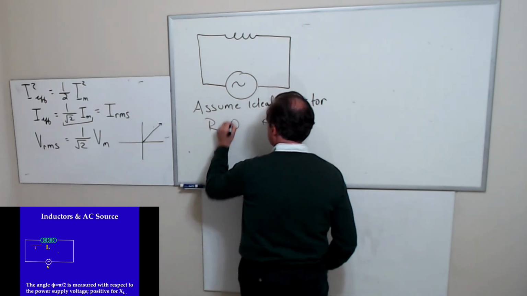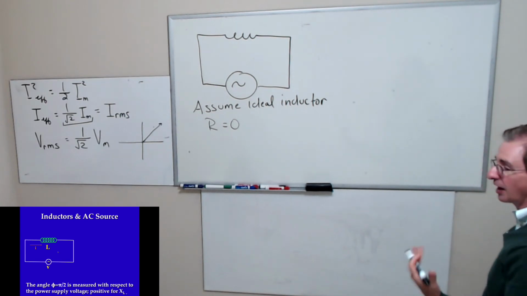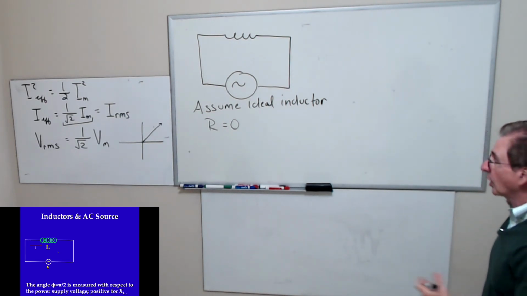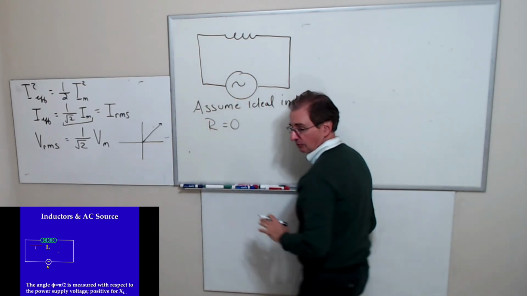Of course, all real inductors have resistance, so we're going to assume R is 0. Or if there was a resistor in the circuit, then we would assume its resistance is small compared to the resistance in the circuit.